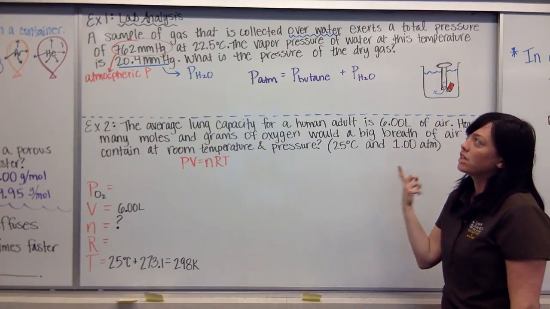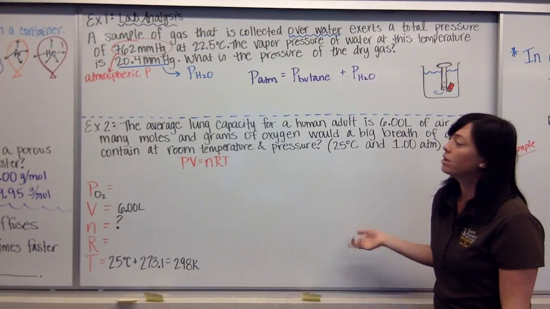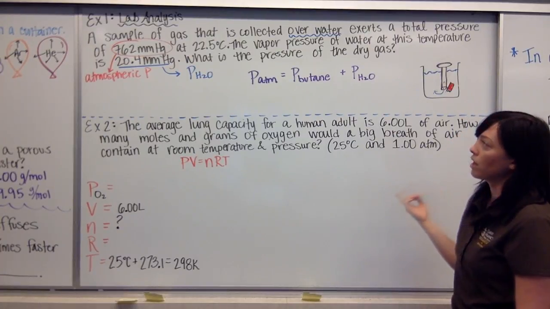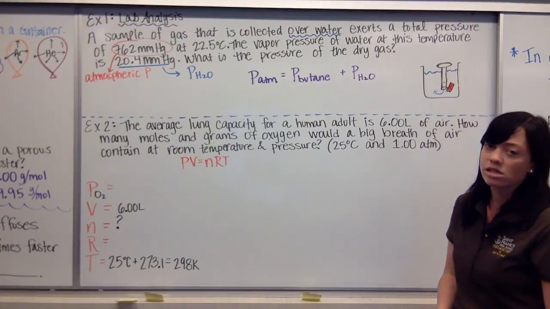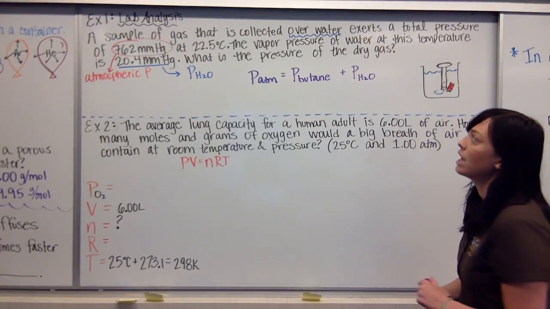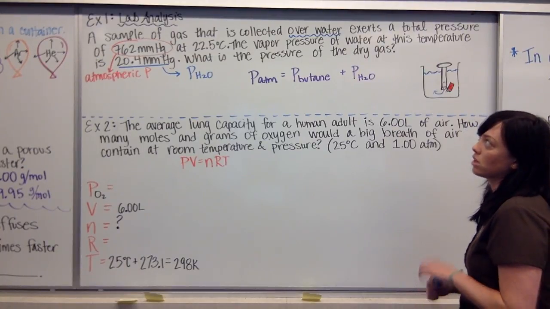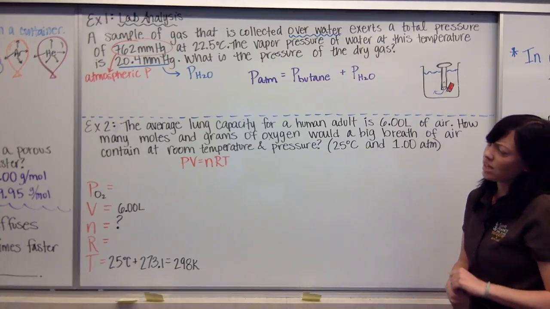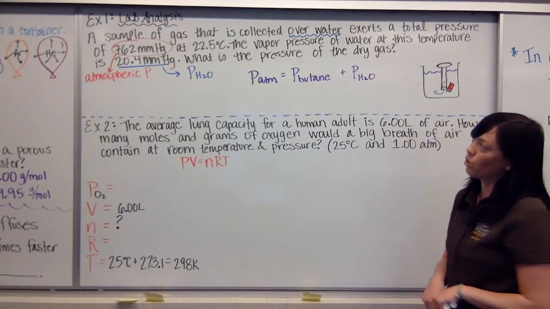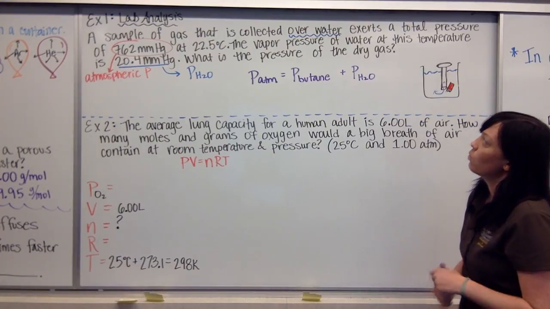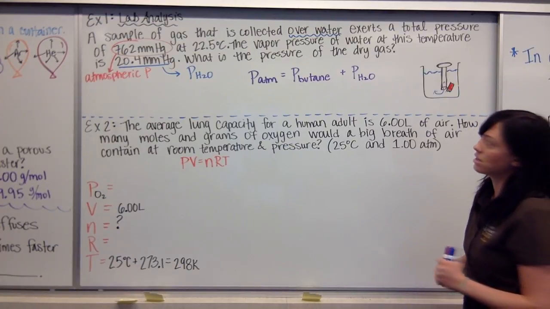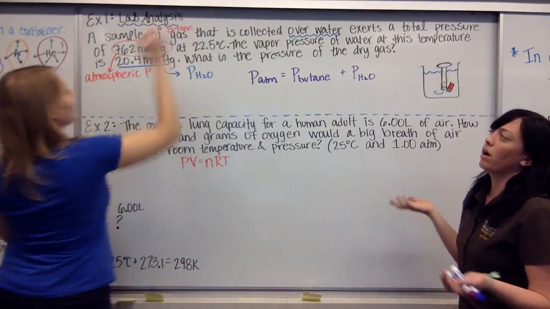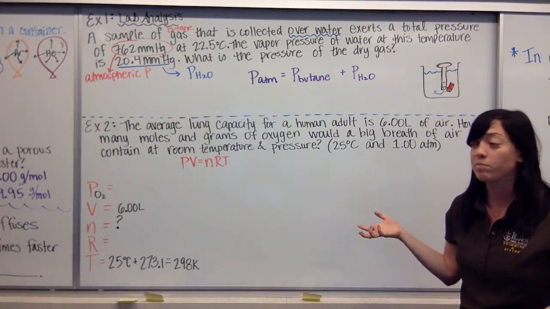So our example of this is actually what we're going to do in our lab, and it is a sample of gas that is collected over water. It exerts a total pressure of 762 millimeters of mercury at 22.5 degrees Celsius. The vapor pressure of water at this temperature is 20.4 millimeters of mercury. What is the pressure of the dry gas? So the dry gas, we are saying, is our partial pressure of butane gas.